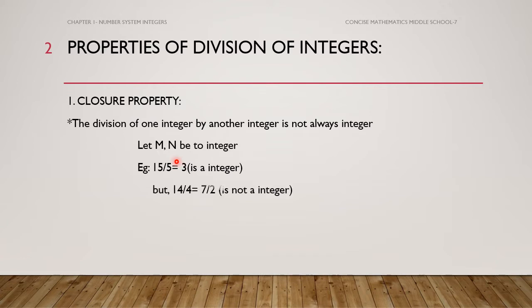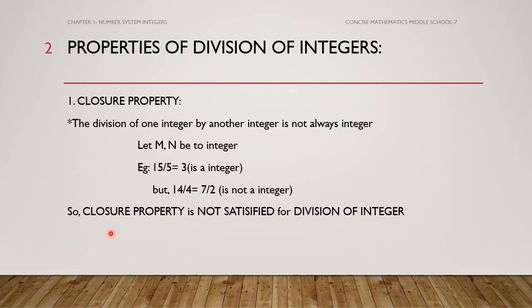But in a similar case, let's consider another example. m is 14 and n is 4. Then you will get 7 divided by 2. It's in fraction form. It is not an integer. So we can say that the closure property is not satisfied for division of integers.